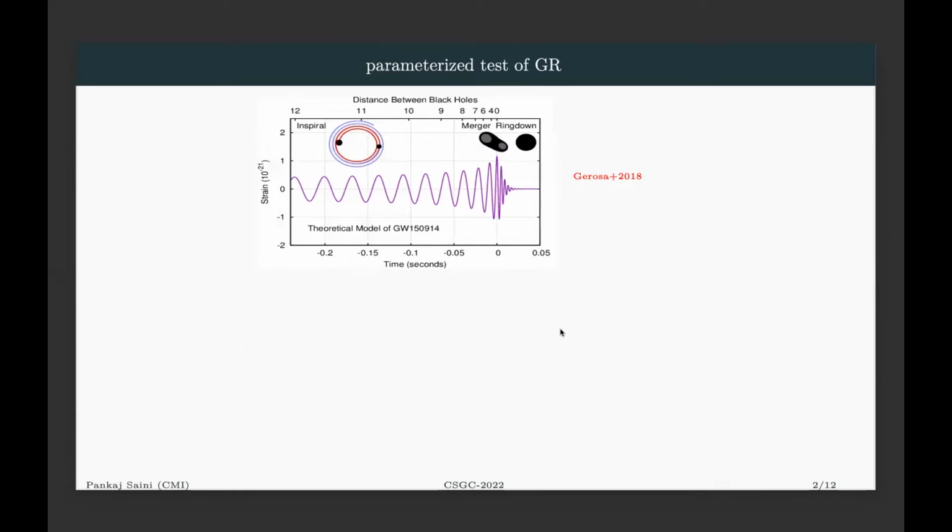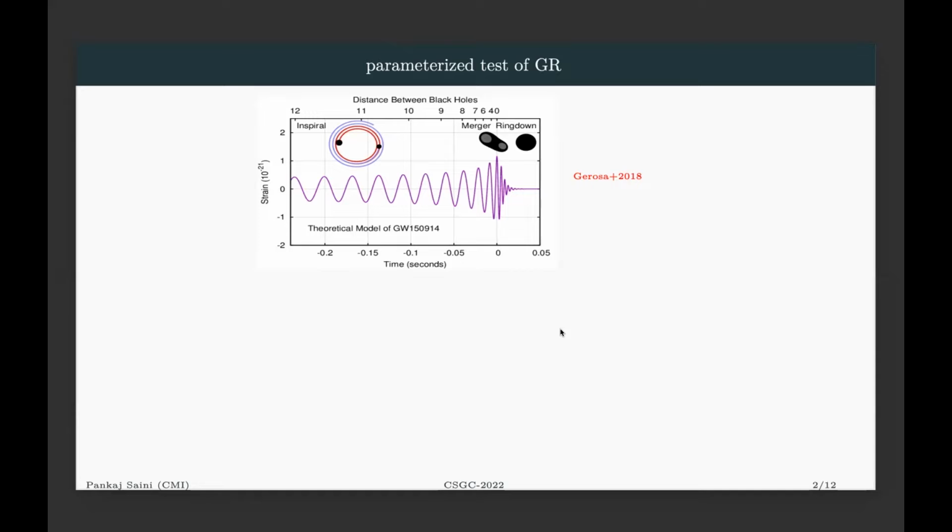This figure shows the three stages of dynamical evolution of a binary black hole: the inspiral, merger, and ringdown. During inspiral, the binaries are far apart and the velocities are small, so this part can be described by the post-Newtonian theory, whereas the merger part requires numerical relativity simulations, and the ringdown part is described by black hole perturbation theory.